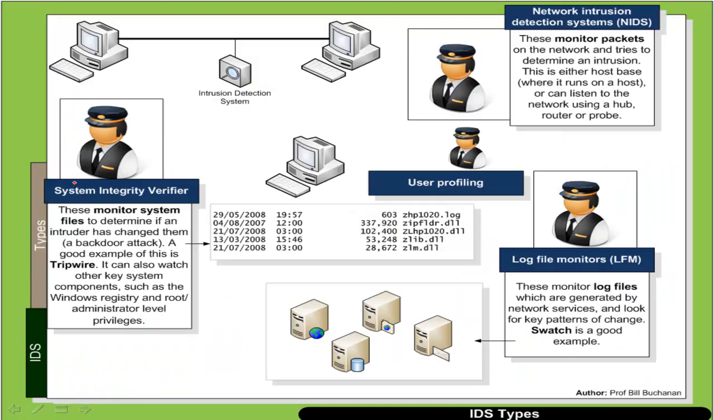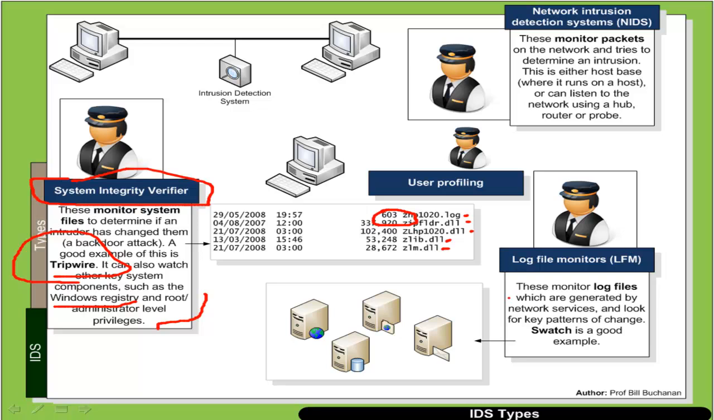Along with this, we can have what are called system integrity verifiers, and with these we watch key system files and keep a hash signature of them. Then if any of these are changed in some way, an alert is triggered. A good example of this is Tripwire. Other areas that are monitored include the Windows registry and any root administrator level privileges.